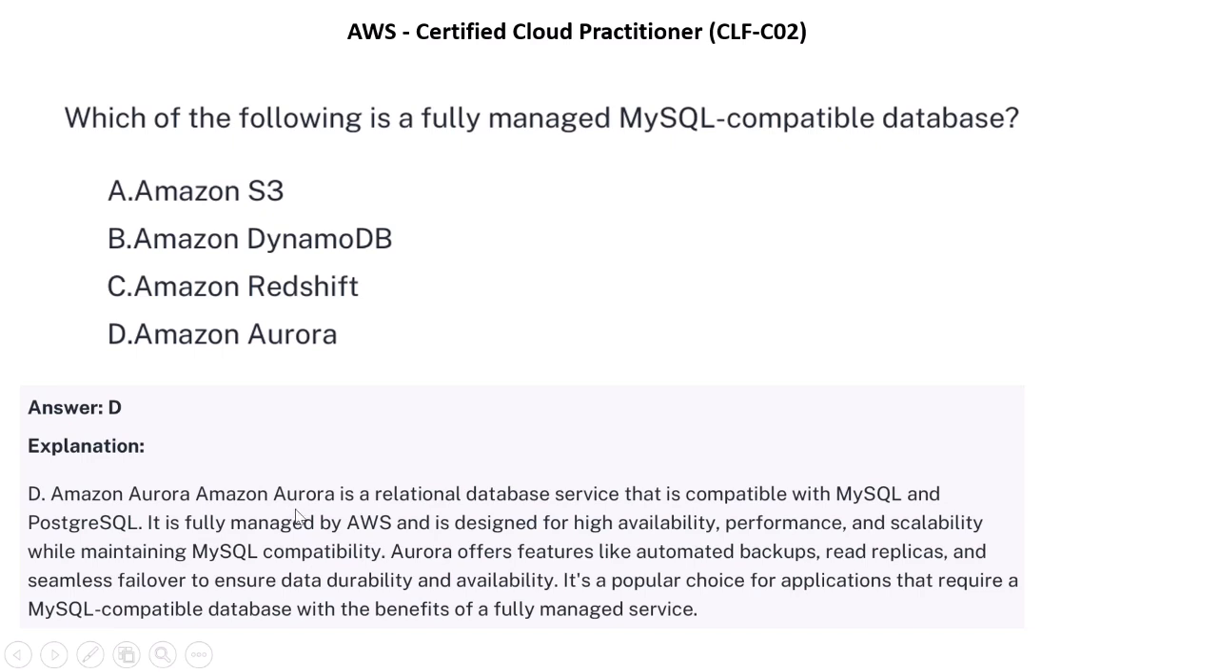Amazon Aurora is a relational database service that is compatible with MySQL and PostgreSQL. It is fully managed by AWS and is designed for high availability, performance, and scalability while maintaining MySQL compatibility. Aurora offers features like automated backups, read replicas, and seamless failover to ensure data durability and availability. It's a popular choice for applications that require a MySQL compatible database with the benefits of a fully managed service.